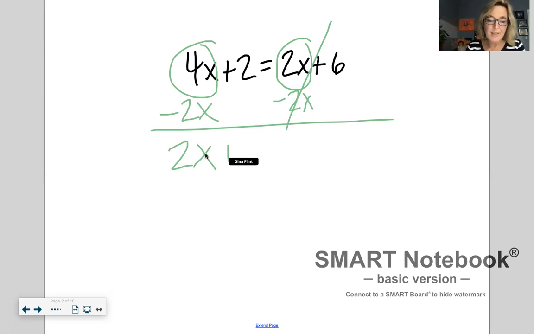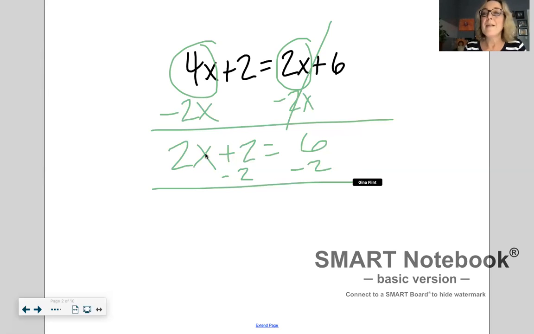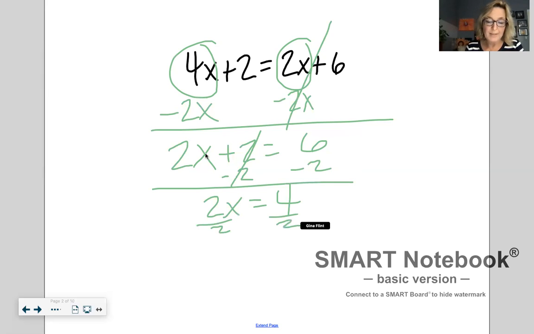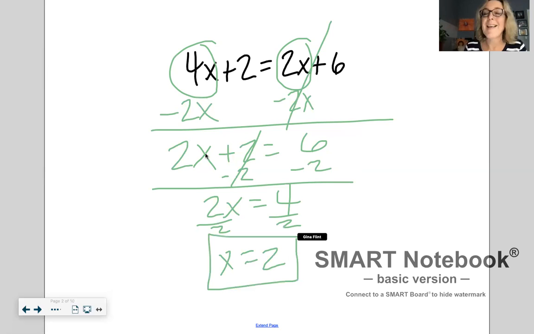Okay, so now we still have a positive 2 on the left and we have a positive 6 on the right. So now we just follow our normal process of addition and subtraction to get rid of that constant. So we have 2x on the left and 6 minus 2 on the right. We divide both sides by 2 to get a solution of x equals 2. And remember, I like you to either highlight or put a box around the solution.